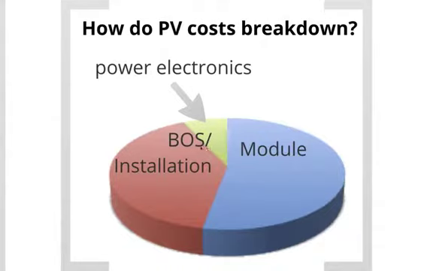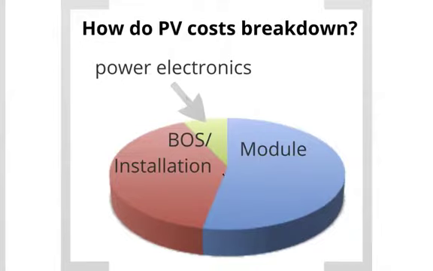Then there's something referred to as BOS/installation. BOS stands for balance of systems, which includes things other than installation, things like transportation costs, regulatory costs, licensing, taxes, whatever, all the other stuff. So that's a pretty substantial portion as well. And the remaining cost comes from power electronics, which is also fairly substantial, but it's much smaller than the others.